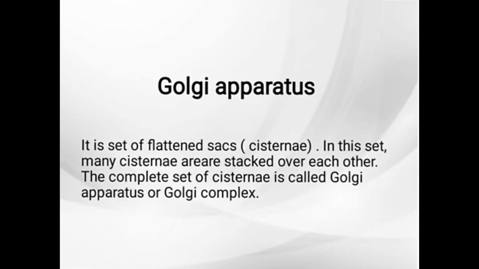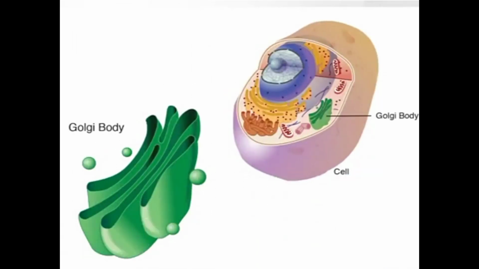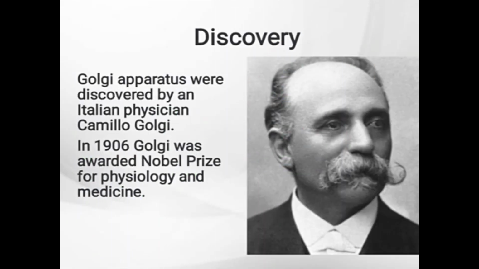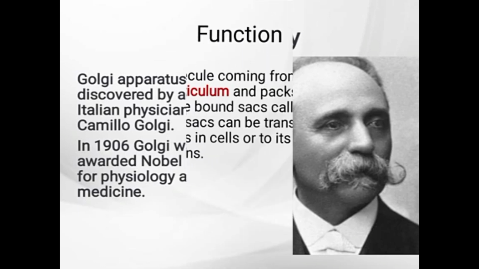The next organelle under discussion is the Golgi apparatus. The Golgi apparatus is a set of flattened sacs, and those sacs are termed cisternae. In this set, many cisternae are stacked over each other. The complete set of cisternae is called the Golgi apparatus or Golgi complex. The Golgi apparatus was discovered by an Italian physician called Camillo Golgi.